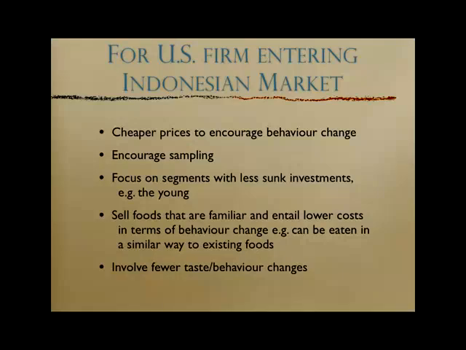And also, the American marketeer may try and sell foods that are familiar and entail lower costs in terms of behavior change. We've seen this with American fast food manufacturers in various other countries around the world. For example, McDonald's sells products with a rice content in various Asian markets, which it doesn't sell in Western countries. The purpose behind that is to reduce the costs that consumers incur in having to adapt to these new tastes.